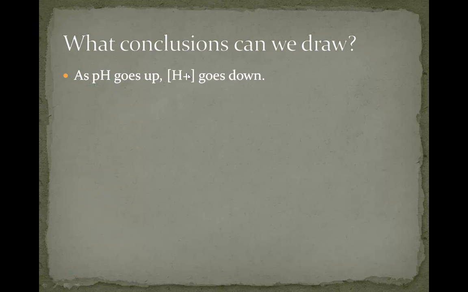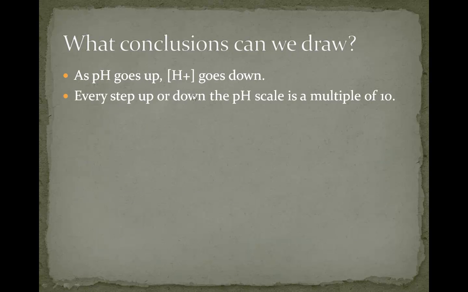pH goes up, H plus concentration goes down. Every step up or down the pH scale is a multiple of 10. If I change by one step, either up or down, like 4 to 5 or 4 to 3, it's a factor of 10. If I go up 2, it's 10 times 10. If I go down 2, it's 10 times 10.